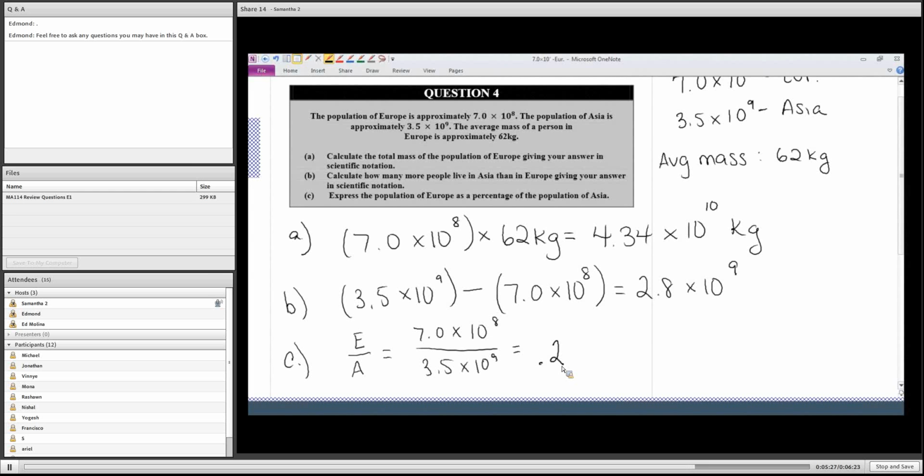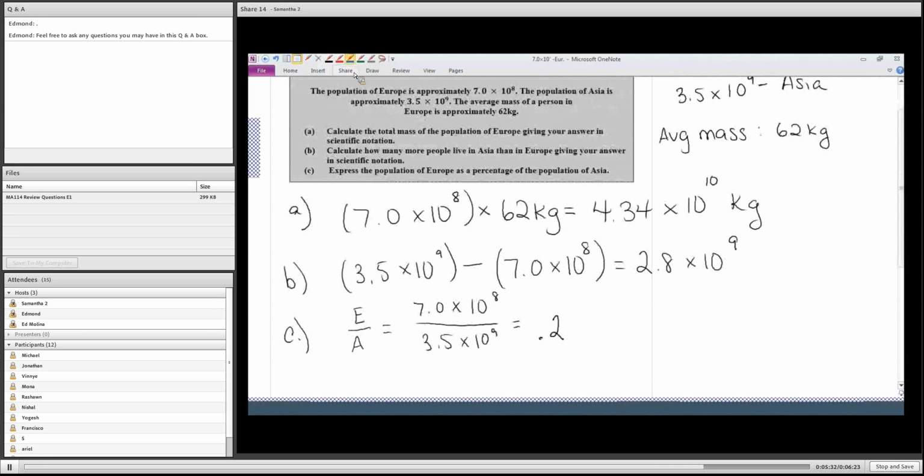But read the question carefully. It's asking you for the percentage. So what you need to do is you need to multiply this by 100 to get this as a percent. And this is 20%. The shorthand way is to move the decimal 2 places to the right. But you should show your work. Multiply it by 100 and you're going to get an answer of 20%. Any questions?